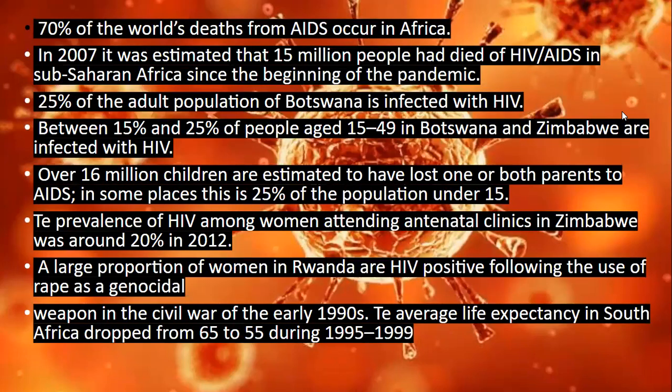We have a few facts about HIV and AIDS. 70% of the world's deaths from AIDS occur in Africa. The reason why is because of the culture in Africa, and secondly, the lack of education in Africa.